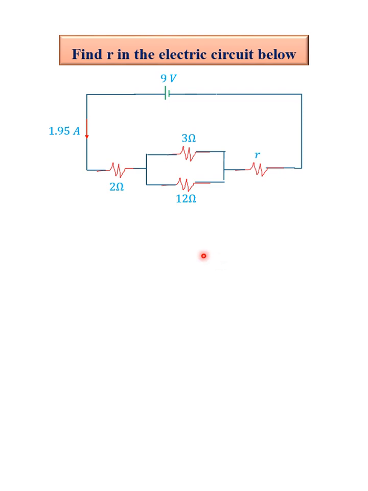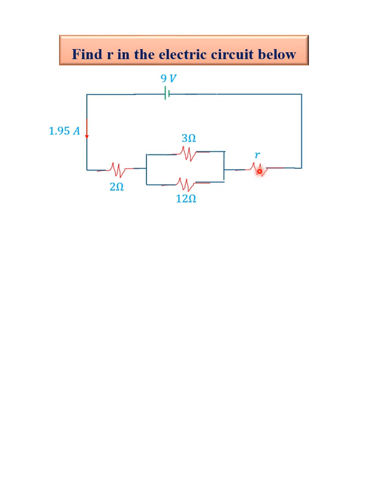A really interesting question we have here. We are to find the resistance R in this circuit. So we're given a 9 volts DC power supply that causes a current of 1.95 ampere to flow through this total resistance here. So if this is the resistance offered by the circuit that allowed a current of 1.95 ampere to flow through, then if we get the total resistance, we can equate it to the sum of all these resistances and obtain R. This is what I mean.